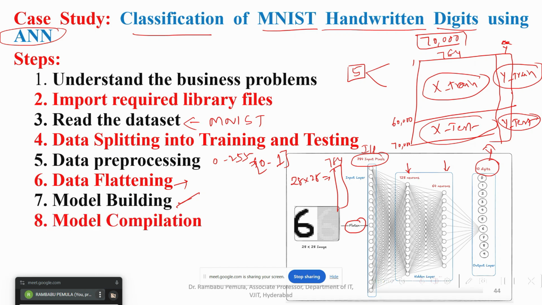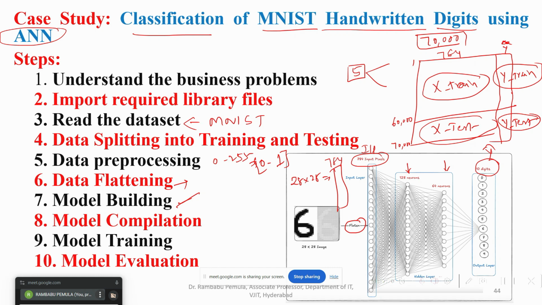Then model compilation. After model building, we have to compile the model. That means if any loss is there, we update the weight values with respect to our optimizers and loss functions. We'll see the code. And then model training, model evaluation, and model prediction. These are the different steps you have to follow in order to develop your model.